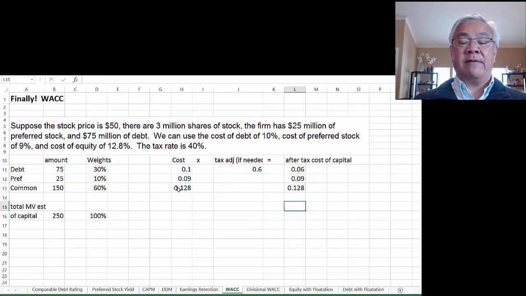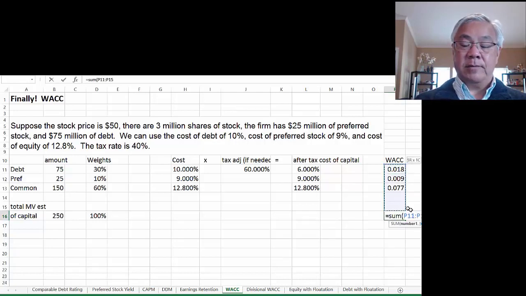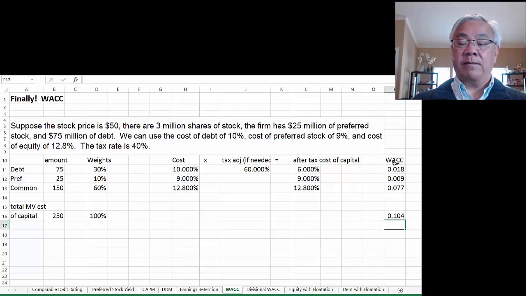And so now we have the after-tax cost of debt. Now we can do the WACC. So the WACC equals the percentage weight, 30%, times the cost after tax. And we'll do the same for the other 2. And the weighted average is simply when you add them together. And again, we'll use the formatting, percent.